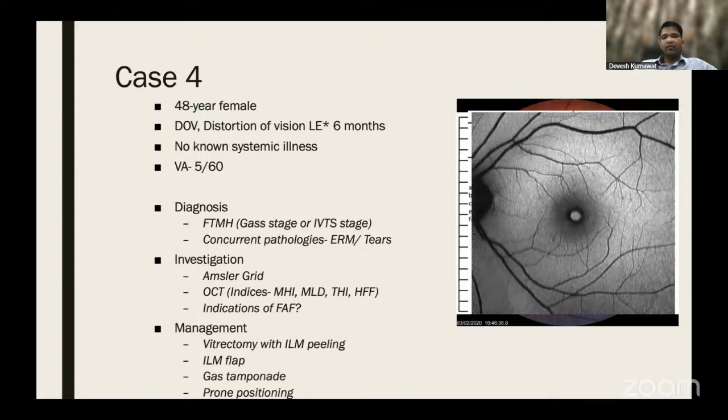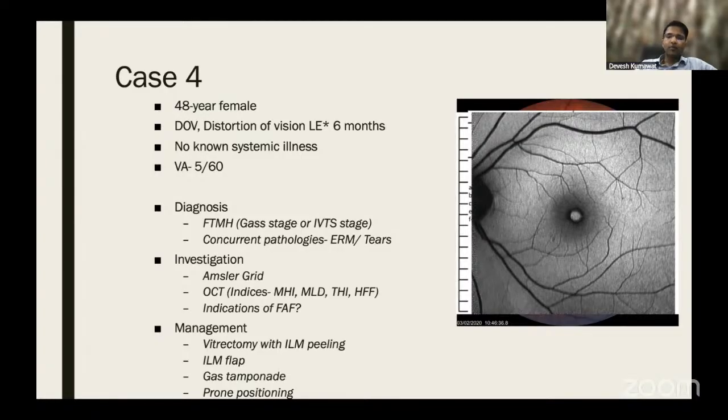And then finally, you have the management plan, in which you have to comment on whether vitrectomy alone is required or ILM peeling with flaps. What is the gas tamponade that is required in this patient? Prone positioning, post-operative management, and prone positioning that is relevant in this case.